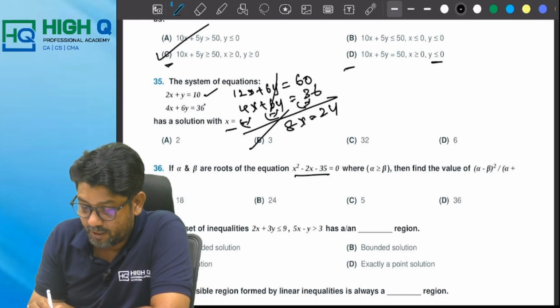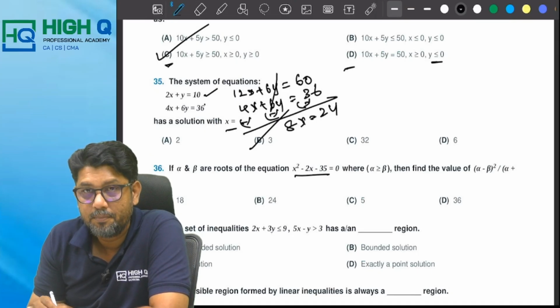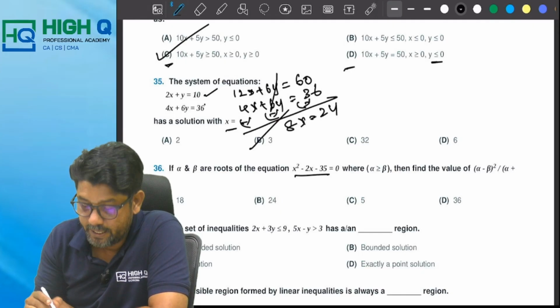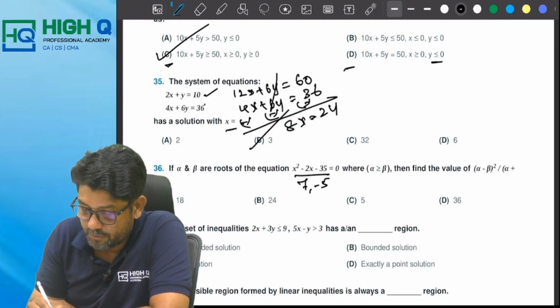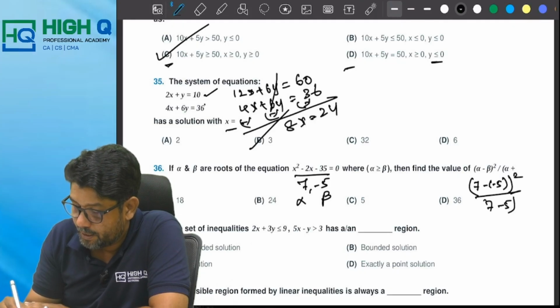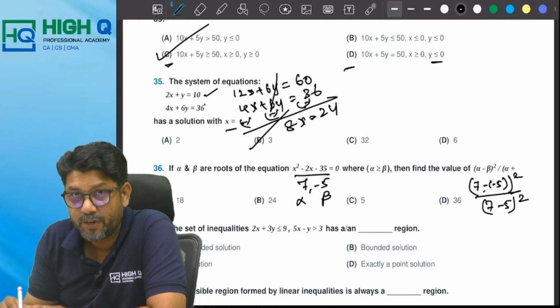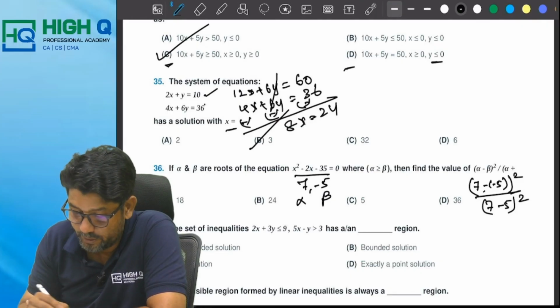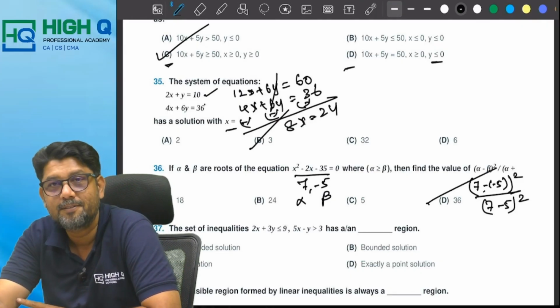Is it factorizable? Of course. When you factorize, you need numbers that multiply to minus 35 and add to minus 2. 7 and 5 are the numbers. So minus 7 plus 5. So obviously x is equal to plus 7 or minus 5. Let me take alpha as 7, beta as minus 5. Substitute here. 7 minus of minus 5 the whole square divided by 7 minus 5 the whole square. 7 plus 5 the whole square is 12. 12 square is 144. 144 divided by 4, which is nothing but 36.